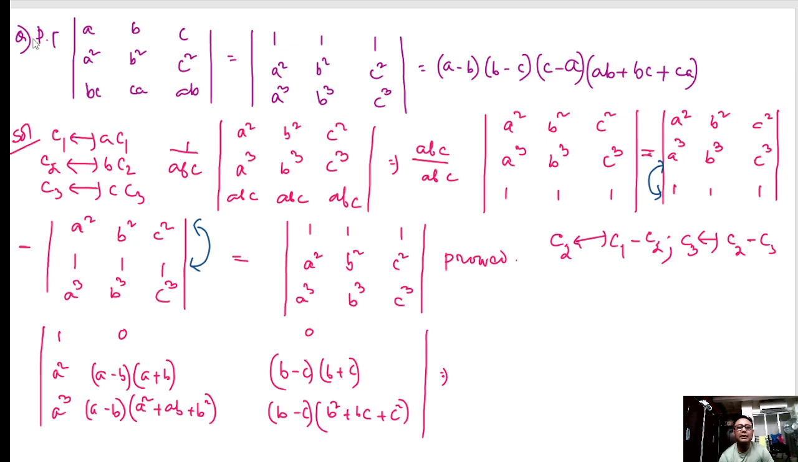Next, see friends, this is a sum and we have to prove that this is equal to this determinant, and this determinant is equal to this answer. So let us apply our basic operations here. We are multiplying the column C1 with A, so we have to adjust with A. Here we are multiplying the column C1 with A. It becomes this.